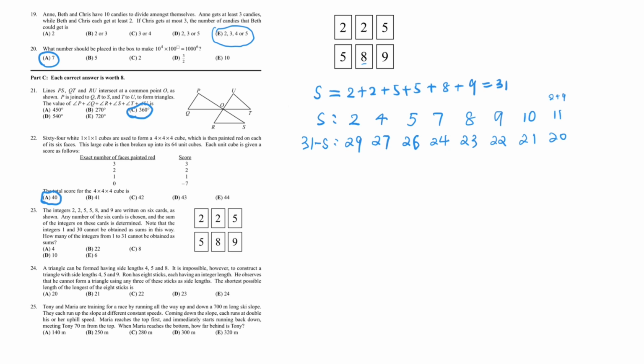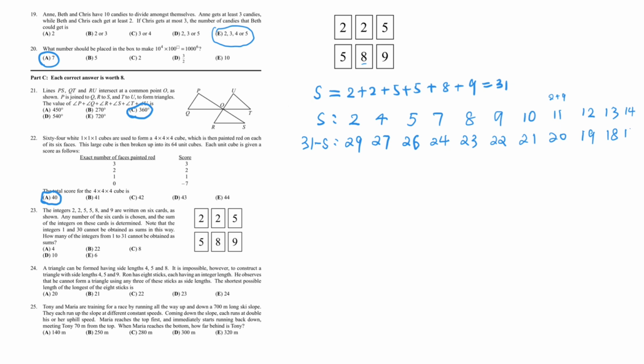12, that's 2 plus 2 plus 8, or 5 plus 5 plus 2. So we can get the 12 and 19. And 13, 5 plus 8, we still can get the 13. And 31 minus 13, that's the 18. Also, the 14, that's 5 plus 5 plus 2 plus 2, that's the 14.